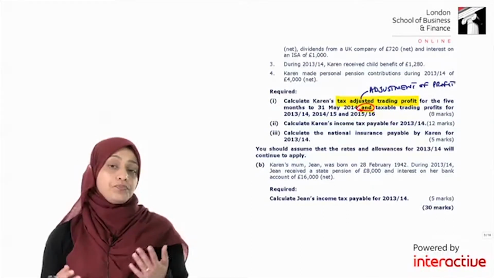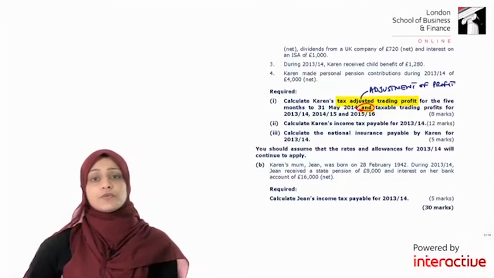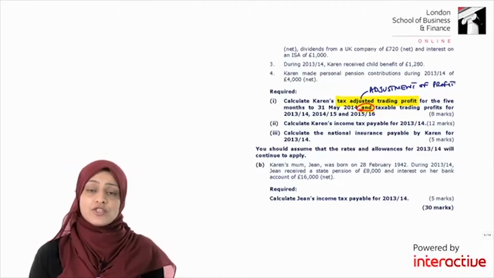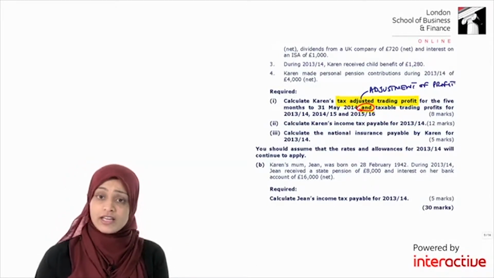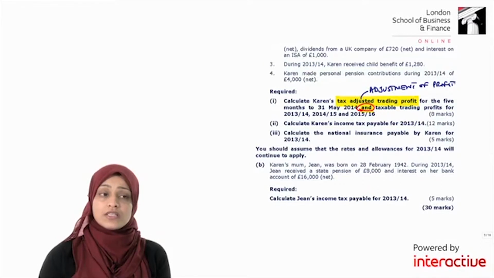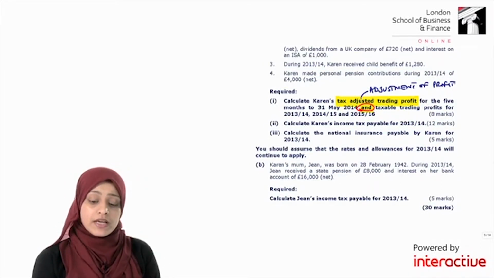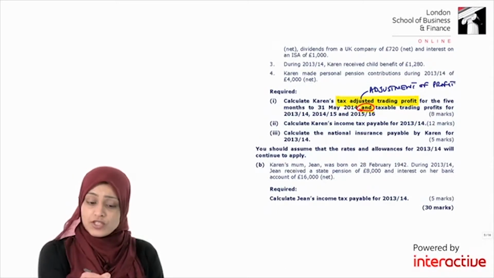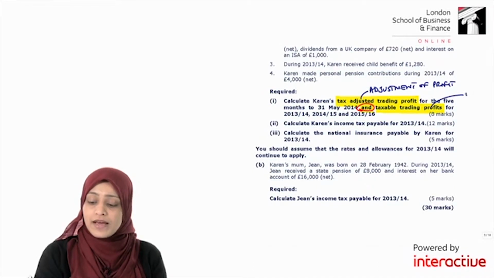Now, with adjustments of profits, you can expect to start with your profit as per the question, and then have some disallowed expenses, maybe some capital allowance calculations, and that's the sort of thing that we would expect in the adjustment of profit. The second part of the requirement is to calculate the taxable trading profit. So this means we may have to apply the basis period rules.